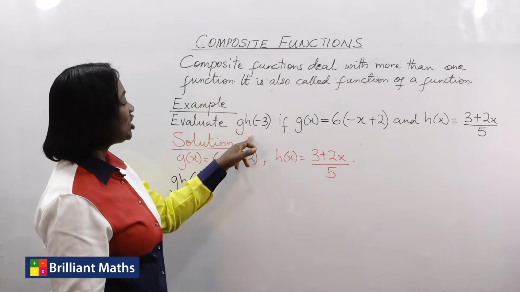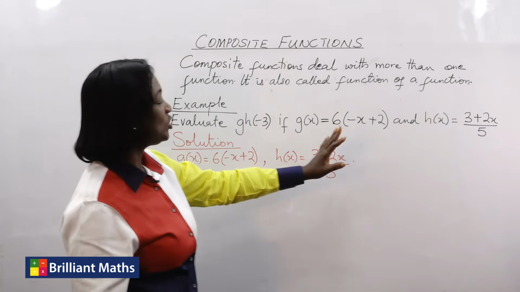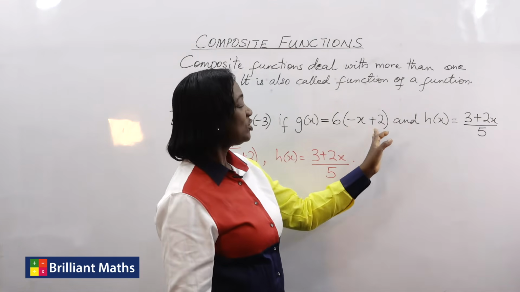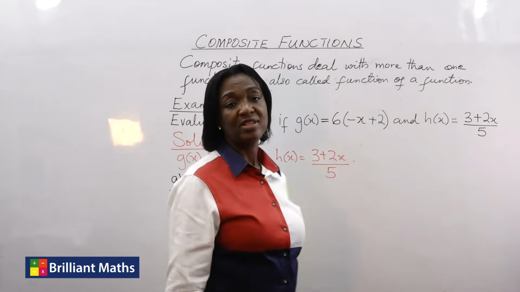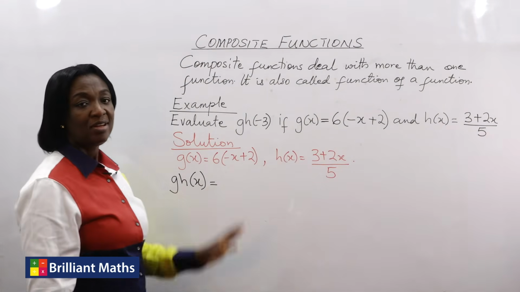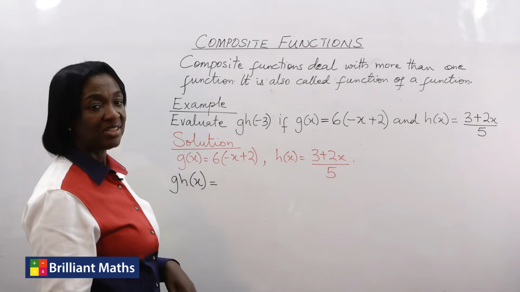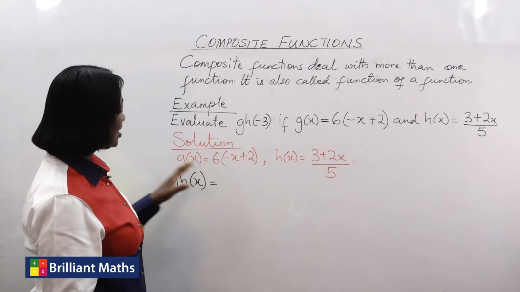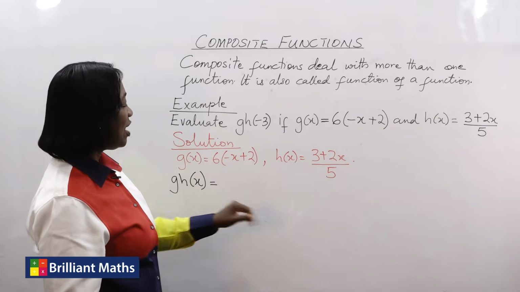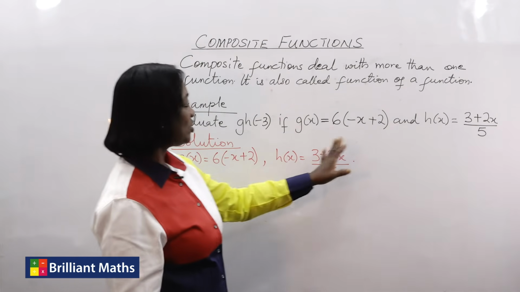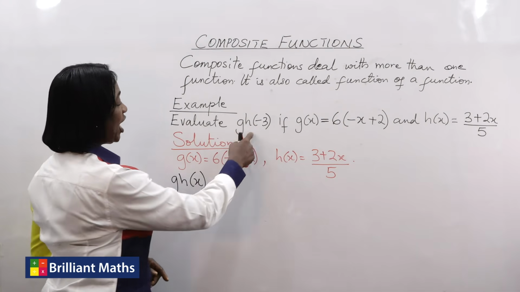Evaluate gh of minus 3 if g of x is equal to 6 into minus x plus 2, and h of x is equal to 3 plus 2x over 5. Please pay attention, this is a little complicated. So g of x is equal to 6 into minus x plus 2, and h of x is 3 plus 2x over 5. So we want to find gh of minus 3.